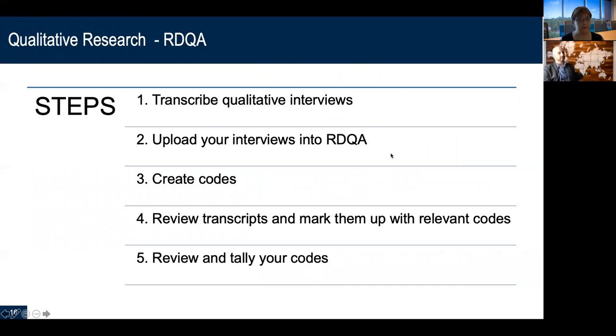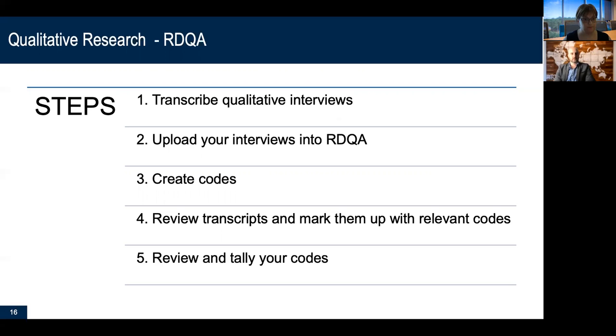So these are the steps. First, we recorded our interviews. Our first step was to transcribe the qualitative interviews. You want to have a transcription that is word for word, because this way you will capture the actual data. The second step is to upload your interviews into RDQA, and then you will create codes. Then you will review all the transcripts and mark them up with relevant codes. And then you will review and tally your codes.